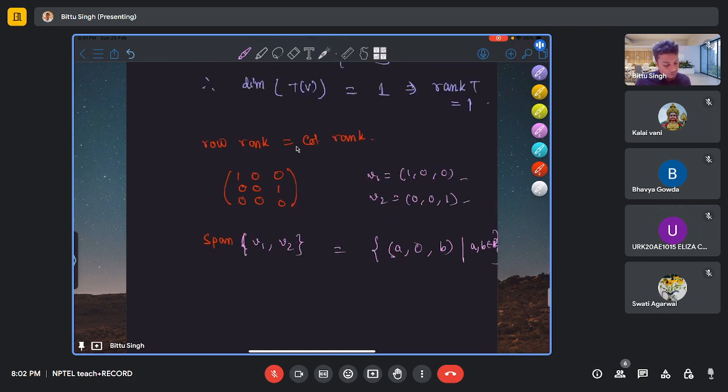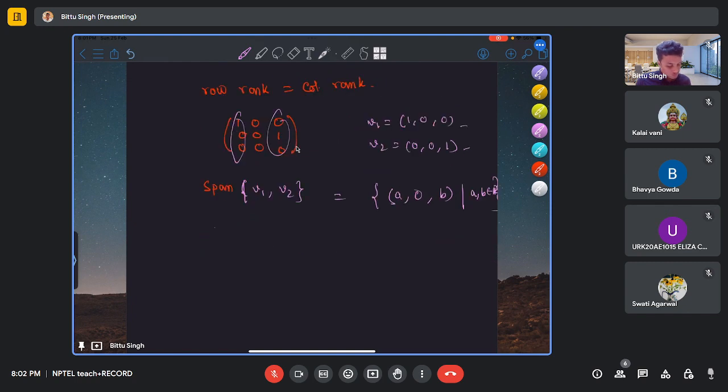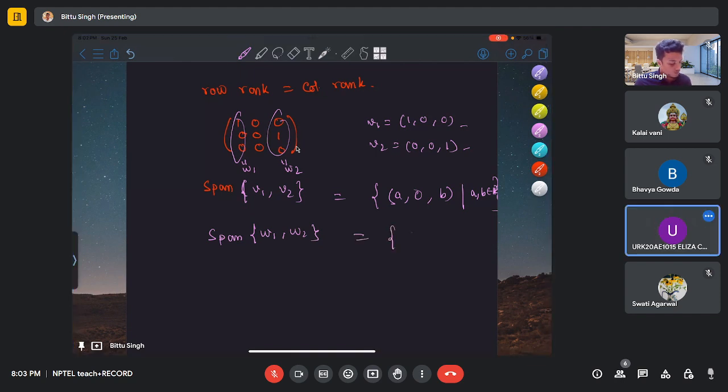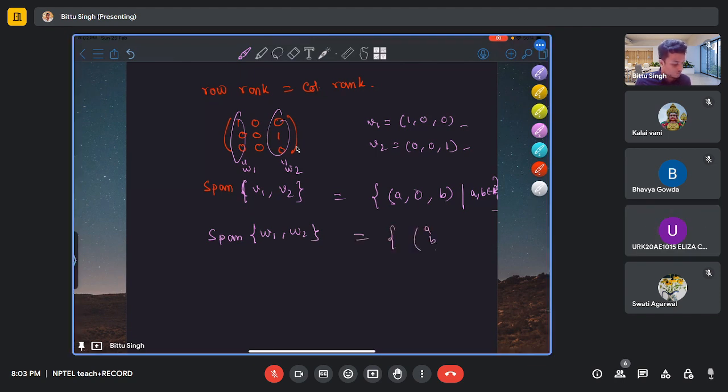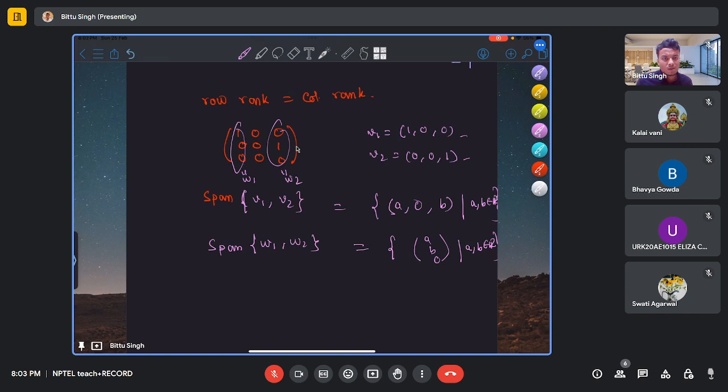Now, if you take the columns, this column and this column, denote them by w1 and w2. Then what will be the span of w1, w2? It will be a comma b comma 0, where a, b belong to R. So does this mean row space and column space are the same?